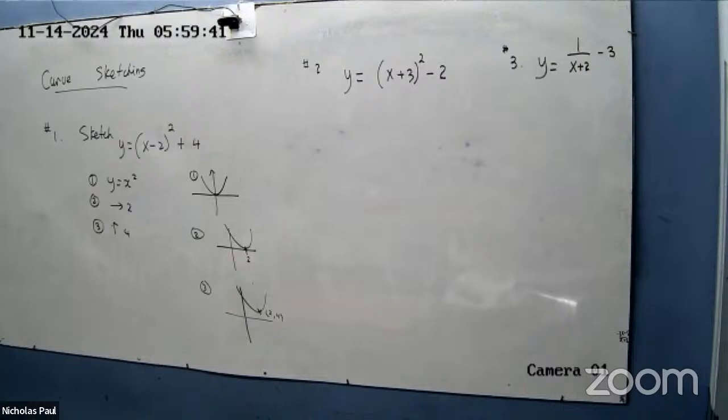And remember for number 3, you have to write linear asymptotes, right? Don't just move it. Write the equations of the asymptotes.